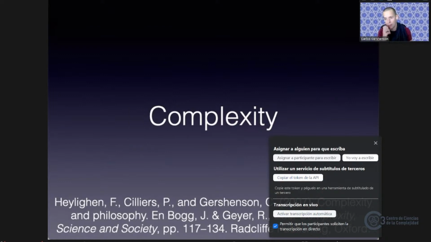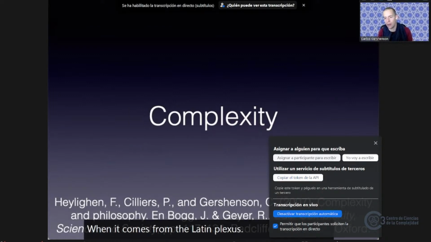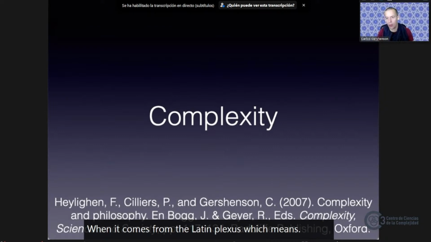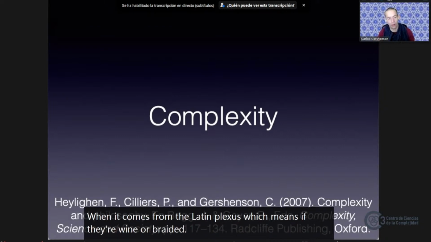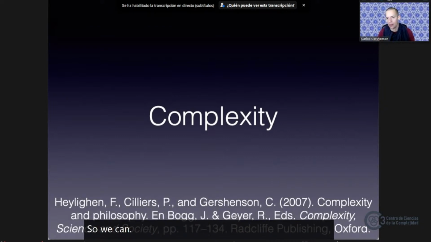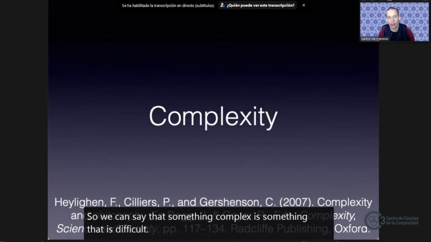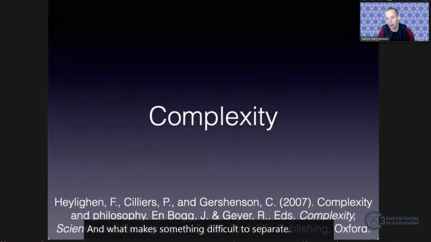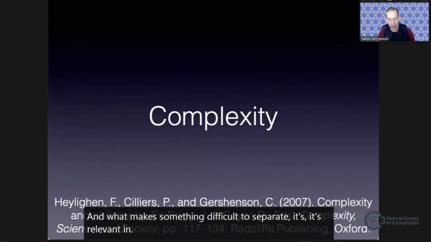But as we mentioned 2 days ago, its etymology comes from the Latin plexus, which means intertwined or braided, could be. So we can say that something complex is something that is difficult to separate. And what makes something difficult to separate? It's relevant interactions.